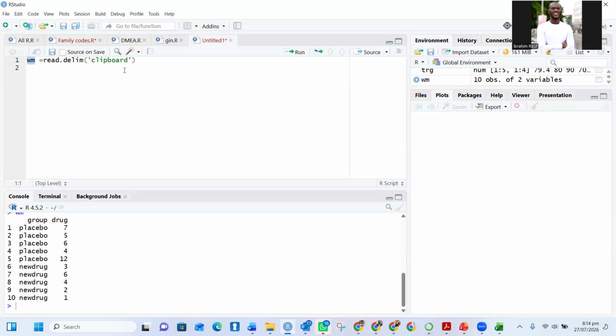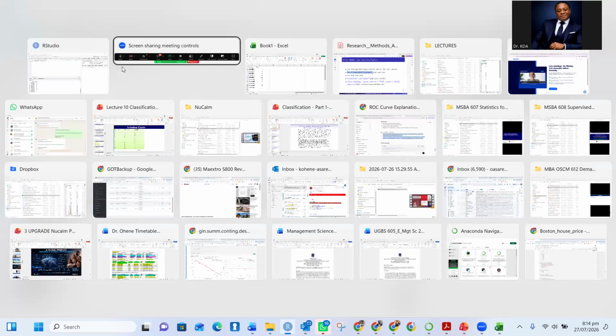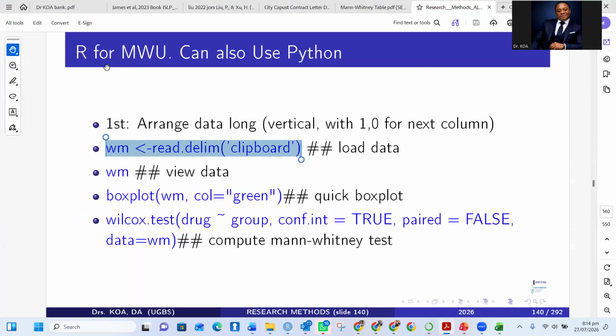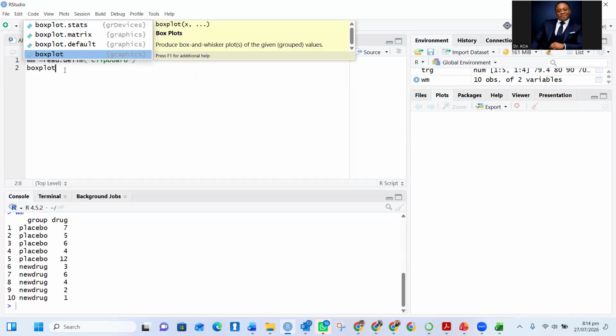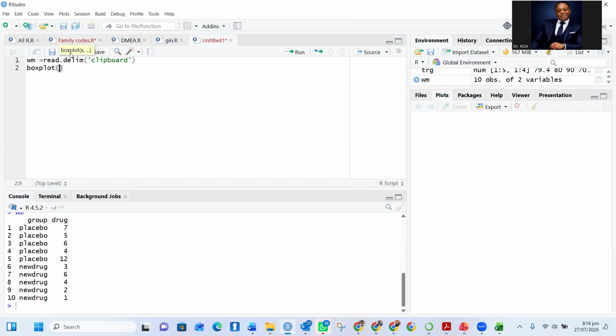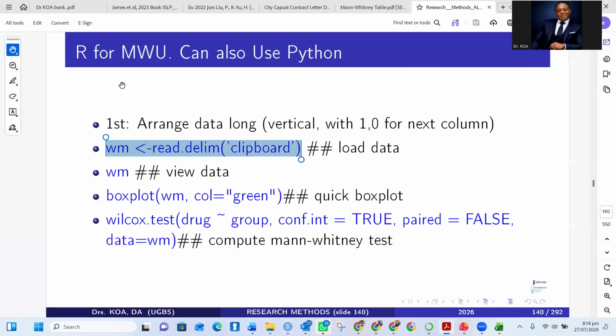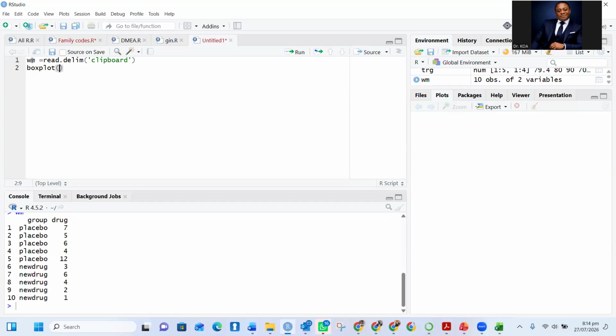Okay. The next thing to do is a quick box plot of the data. How do you do that? Just type the word boxplot, and then you see the boxplot option popping up, like mine is popping here. You click on it. Inside the boxplot, write the name of the data. The name of the data is WM. Do a comma.